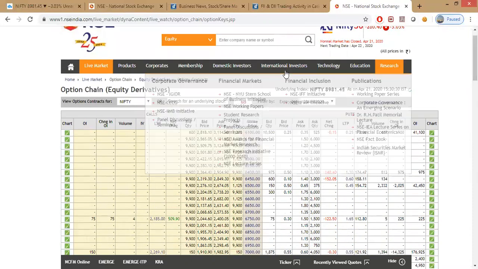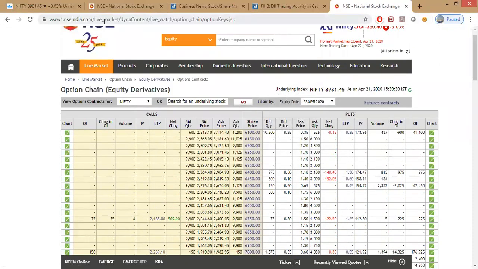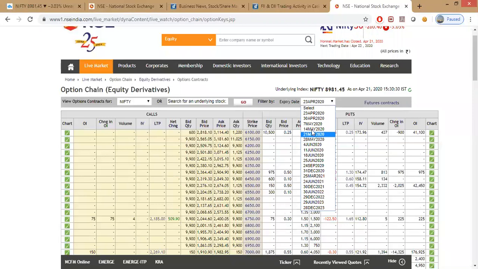Nifty is the underlying asset over here, and if you open the option chain of NSE, this is the link. I'll paste this link in the comment section, and from there you can copy it. You will get this option chain window, and here you can see the expiry date. You can change the expiry date to different dates. Normally there is a weekly expiry date and a monthly expiry date.